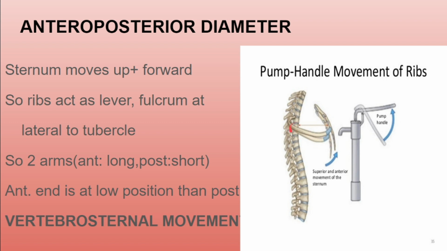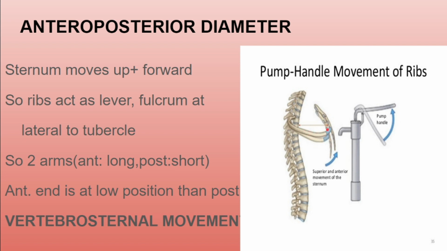The two arms of the lever are formed. That means the anterior one is the longer and the posterior one is the shorter. We have the lever somewhere over here, lateral to the tubercle, means the fulcrum is over here, and so we got two main arms, longer anterior arm and the shorter posterior arm. So even a slight movement of the vertebral column, even this slight movement of this vertebra, will cause a greater movement of the anterior part of the rib because it is longer.